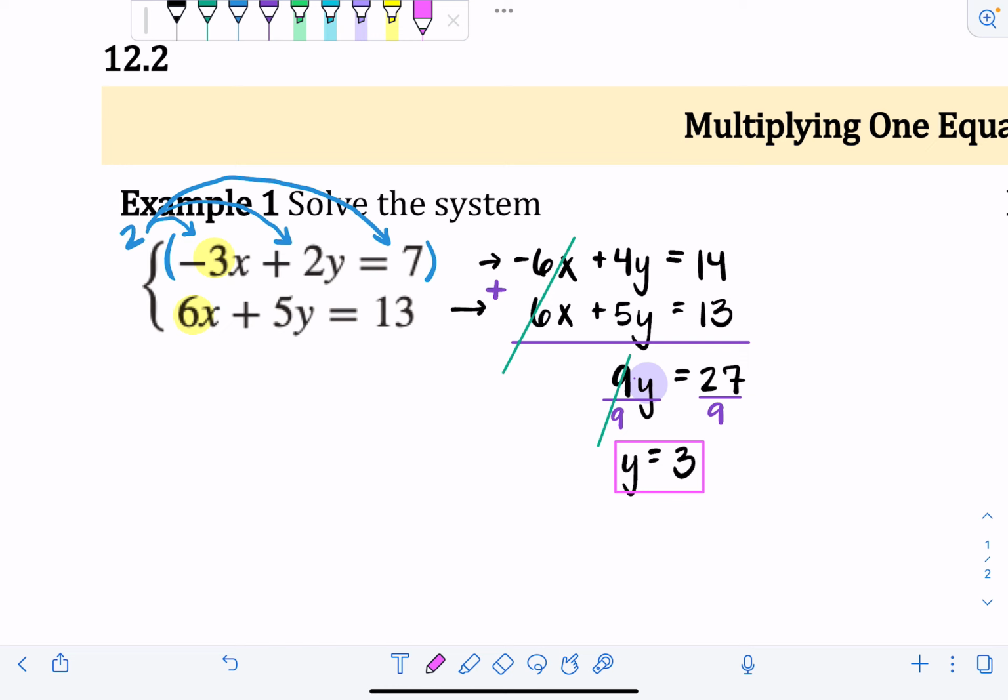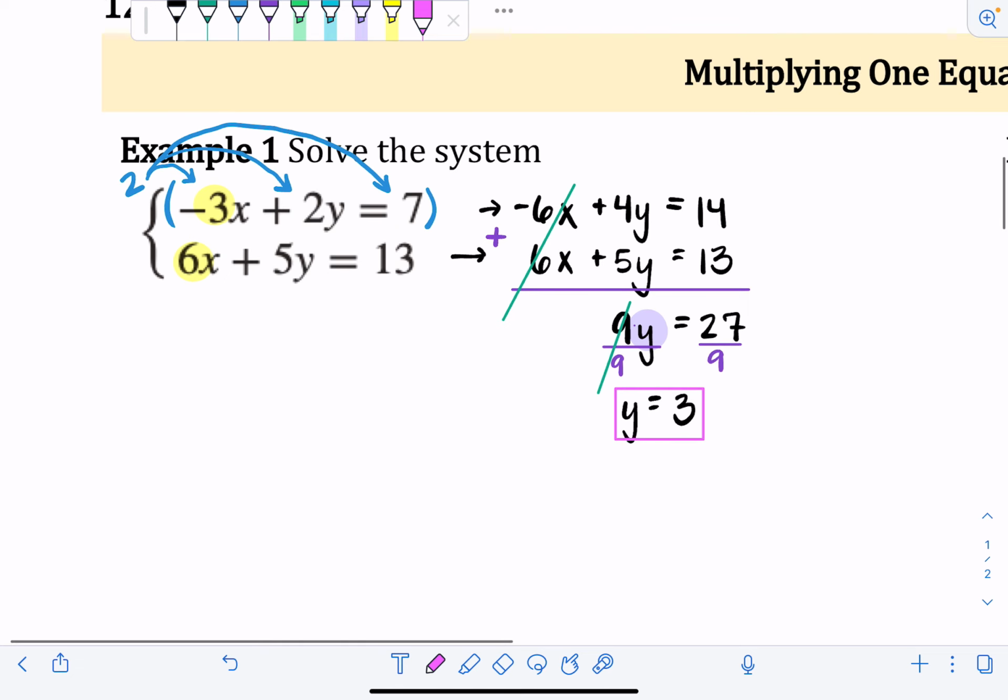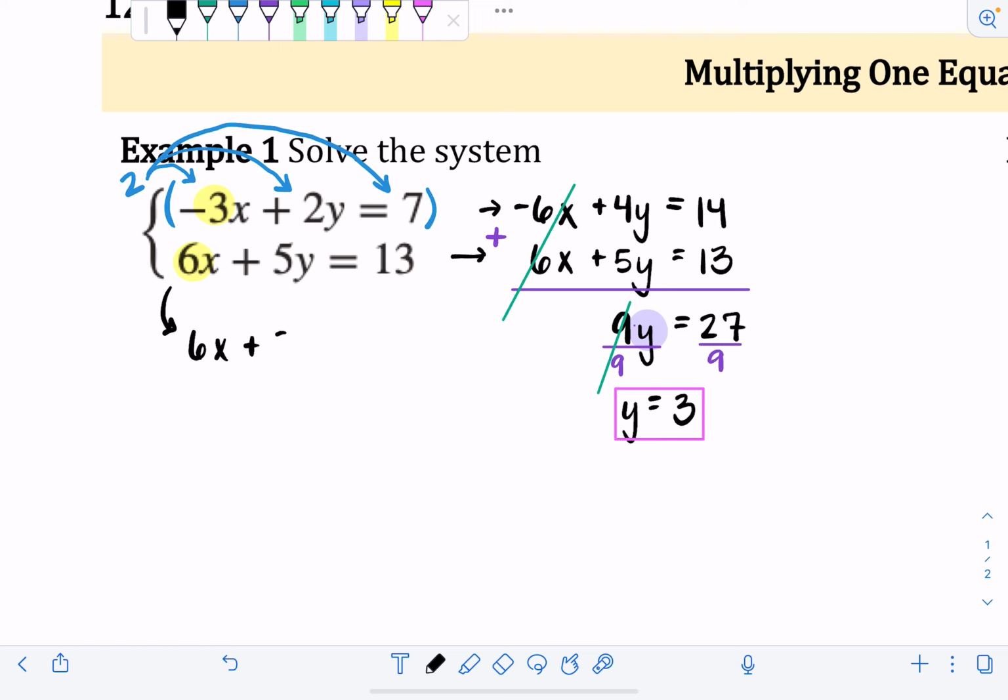So you can pick whatever equation you want in order to solve for your other variable, solve for x in this case. I'm just going to go ahead and use the second equation this time. So 6x plus 5y equals 13. And then like I said, it doesn't matter. You pick whichever one you feel like is easier for you. In this case, the second equation had some bigger numbers to work with, but the first equation had a negative to deal with. So it's entirely up to personal preference.